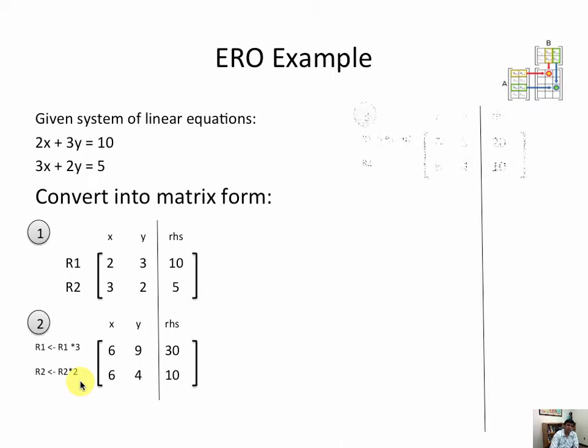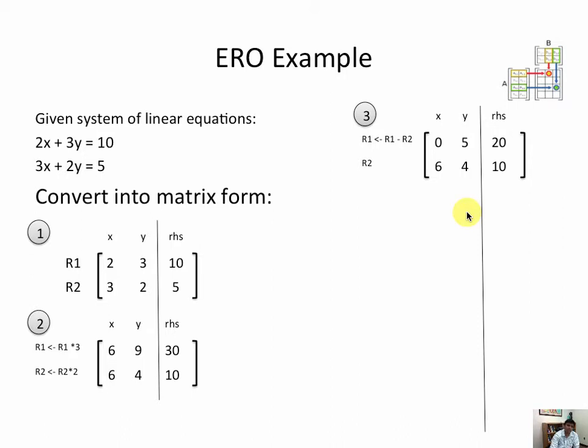Now let's take a look at another operation. In this step we pick up the last matrix and say the new value of row R1 will be the existing R1 minus R2. So the new row 1 will be 6 minus 6, which is 0, 9 minus 4, which is 5, 30 minus 10, which is 20. And we are not going to change R2, we just leave it as is: 6, 4, 10.